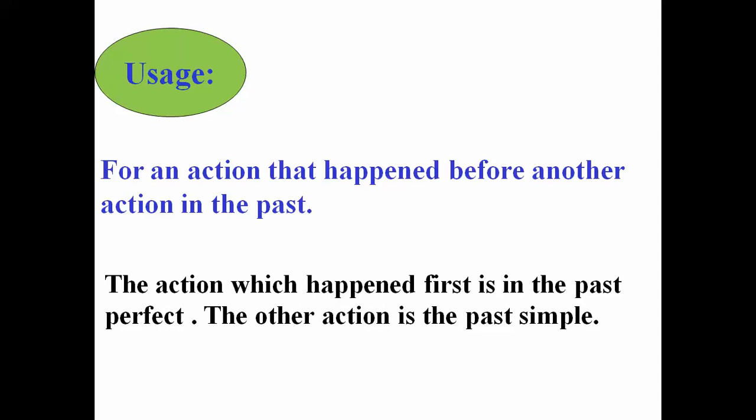Now let's move to the usage of past perfect. We use past perfect for an action that happened before another action in the past. Of course, the action which happened first is in the past perfect. The other action is in the past simple. We use past perfect with some keywords like after and before and by the time.